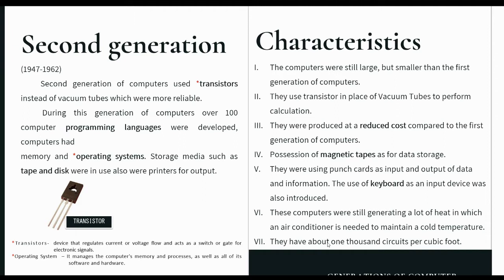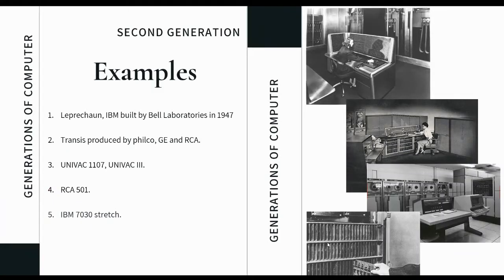6. These computers were still generating a lot of heat, in which an air conditioner was needed to maintain a cold temperature. 7. They have about 1,000 circuits per cubic foot.